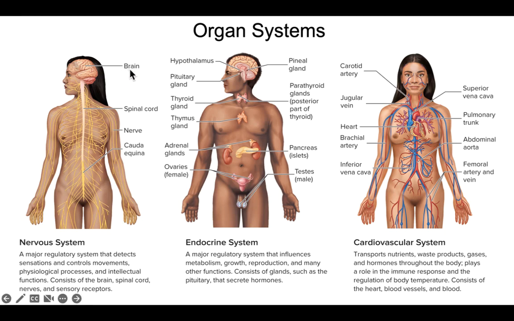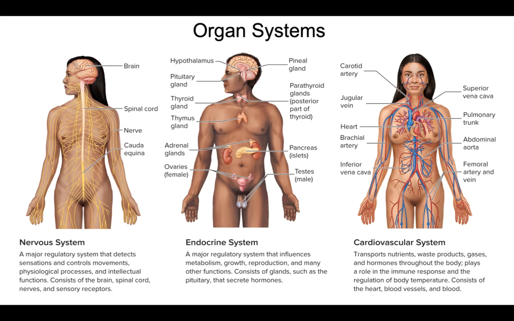So nervous system is brain, spinal cord, and nerves. What does it do? Well, it's a major controlling system. So it controls a lot of other organs. So it's going to control those skeletal muscles. It's going to control your heart. It's going to control your respiratory and digestive system. So controls a lot of processes.